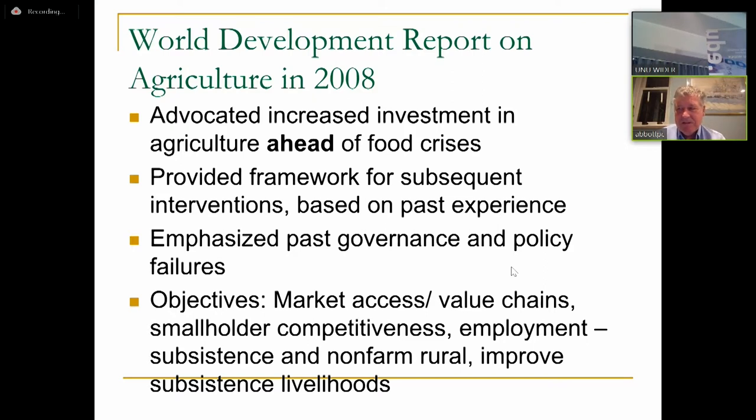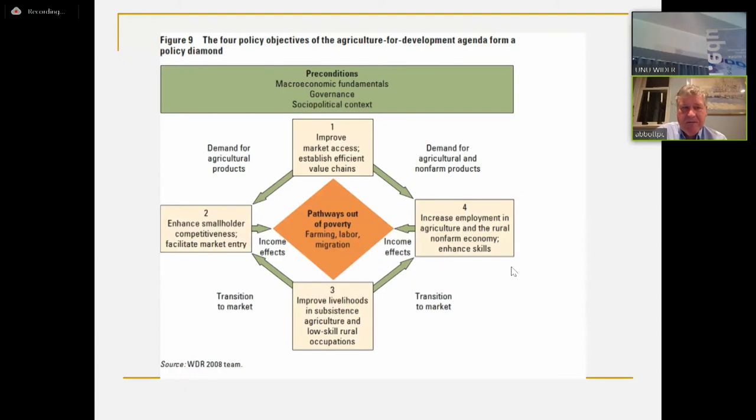This is where the notion that probably drives the current design of foreign assistance to agriculture emerged, and that was that they said that much of the failure was due to past governance and policy failures, and if ag foreign assistance was to work, we needed a much improved policy environment. They emphasized market access and value chains, that the nature of the markets was critical, that smallholder competitiveness was critical, that employment needed to be emphasized in both non-farm and farm activities, and these had to lead to improved livelihoods for subsistence farmers.